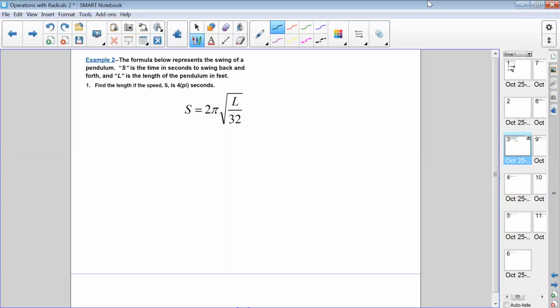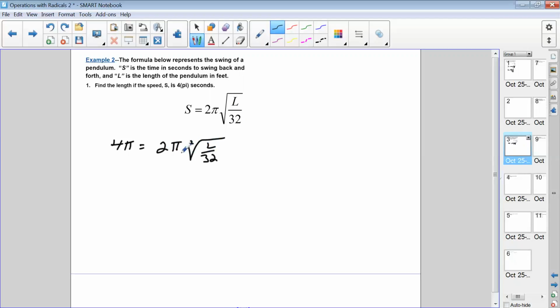So as we're looking here, this is actually a radical equation, and I've got S for our speed of the pendulum and L for the length of the pendulum. Pi is irrational, and we will stay in terms of pi on this problem. The speed is 4 pi, and that's going to equal 2 pi times the square root of L divided by 32. Now, remember, this is in radical form, so the root is understood to be 2.